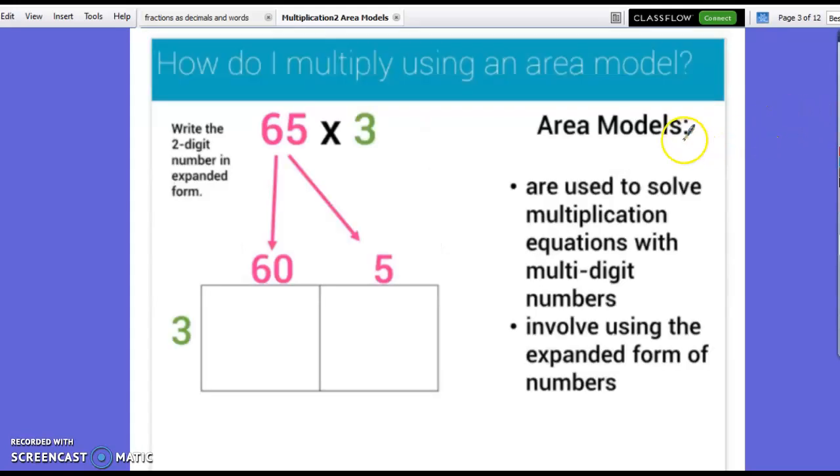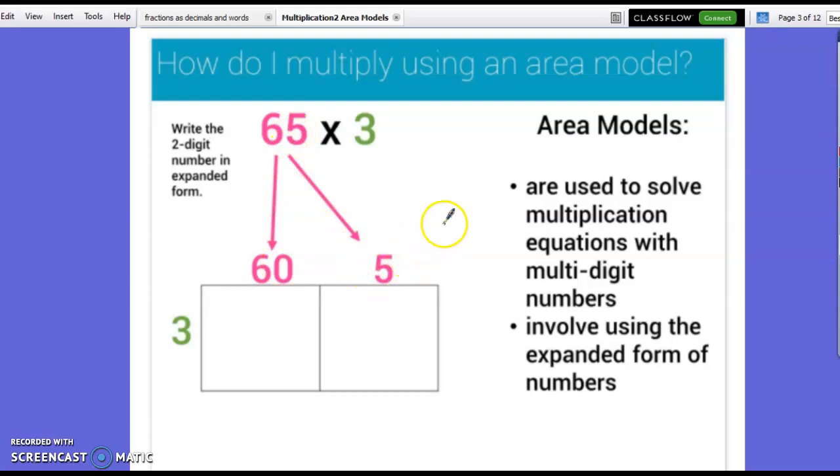So what does it look like? An area model is used to solve multiplication equations with multi-digit numbers. It involves using the expanded form of the numbers. So write the two-digit number in expanded form. So here we have our 65 times 3. The 3 is going to be placed on the outside of the rectangle, and the 65 is separated into its value by 60 and 5.